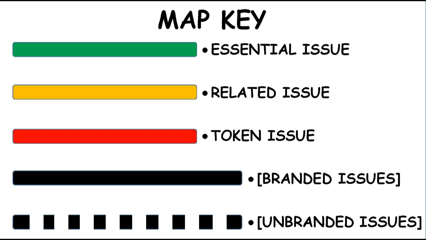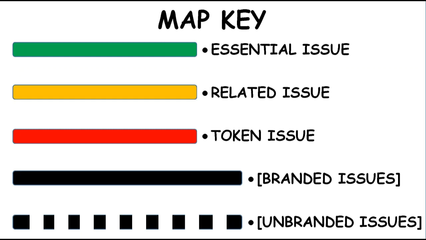We then have amber issues, which are related to the event. In other words, they're impacted by the event, but they're not essential or critical. And then we have red token issues, which only have the faintest link to the event, if any link at all. Often all they have is branding on the cover, and that's about it. On that note, I will point out that I use solid lines to indicate when an issue has branding and dotted lines to indicate when an issue does not have branding.